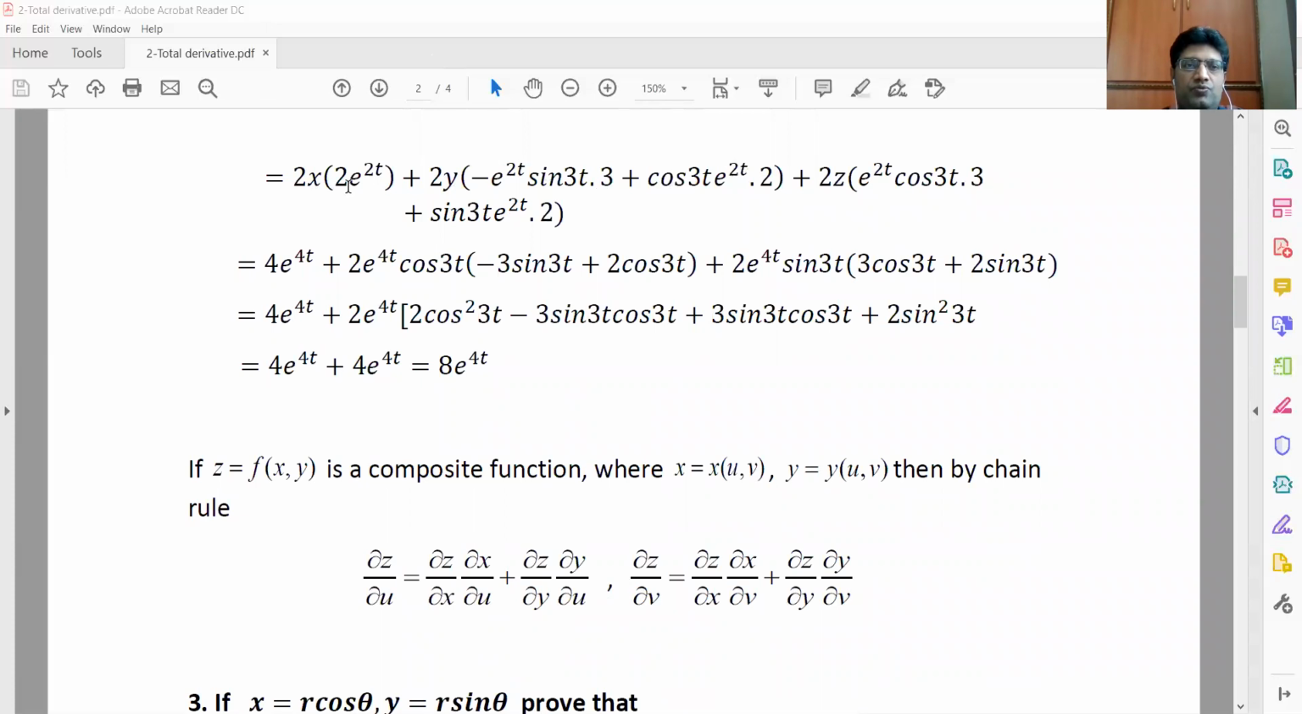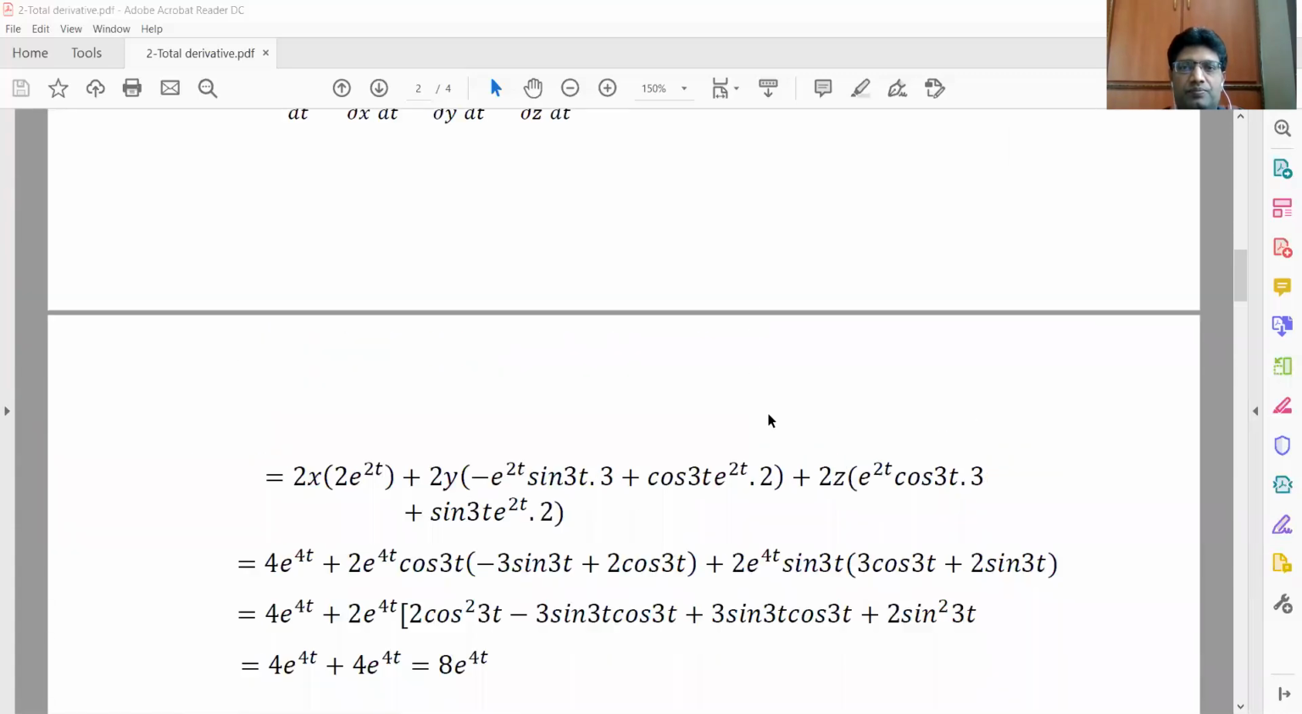2 into 2, 4e^(2t), but x is what? e^(2t). So e^(2t) into e^(2t) is e^(4t). In a similar way, 2y is 2e^(4t) into cos 3t, and if you simplify this, here common is e^(2t) into e^(2t). This comes outside and y is e^(2t) cos 3t, therefore it becomes e^(4t). So similarly here e^(2t) comes outside, whereas z is what?